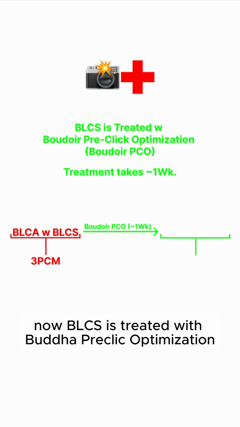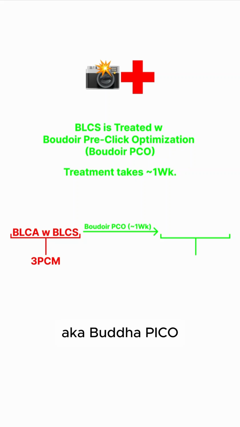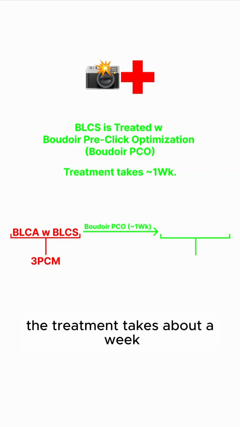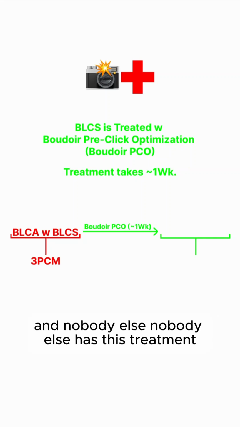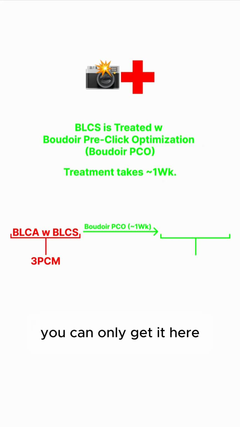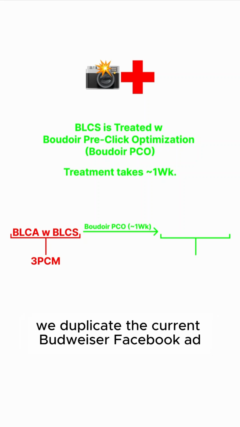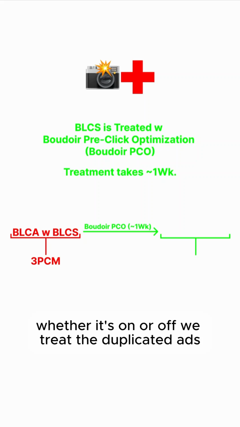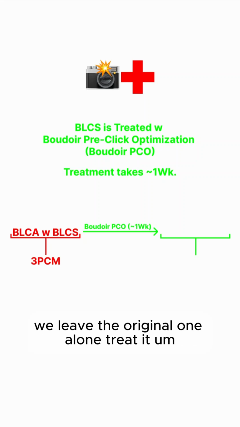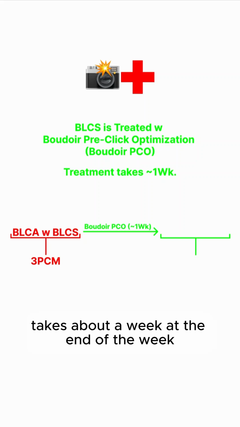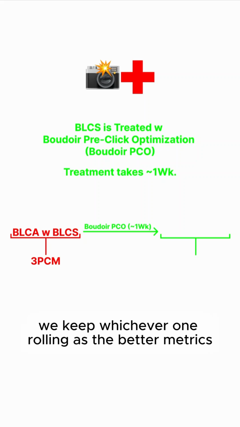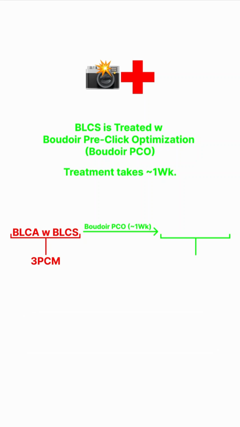Now, BLCS is treated with Boudoir pre-click optimization, aka Boudoir Pico. And treatment takes about a week. And nobody else has this treatment. You can only get it here, because we invented it. In Boudoir Pico, we duplicate the current Boudoir Facebook ad, whether it's on or off. We treat the duplicated ad and leave the original one alone. It takes about a week. At the end of the week, we keep whichever one has the better metrics rolling.